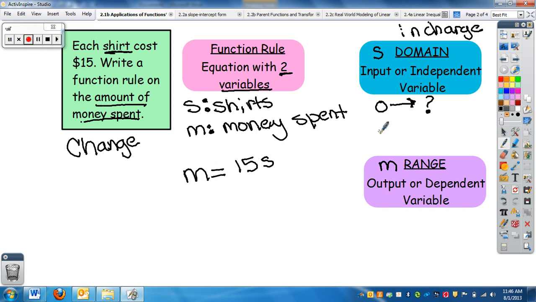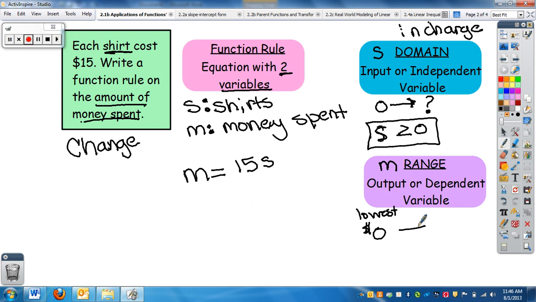So my domain would be S is greater than or equal to 0. I can buy 0 shirts or anything higher than 0. So my range is the amount of money I can spend. So again, think of the lowest amount you can spend. Well, you have the choice. When you buy 0 shirts, you will spend $0.